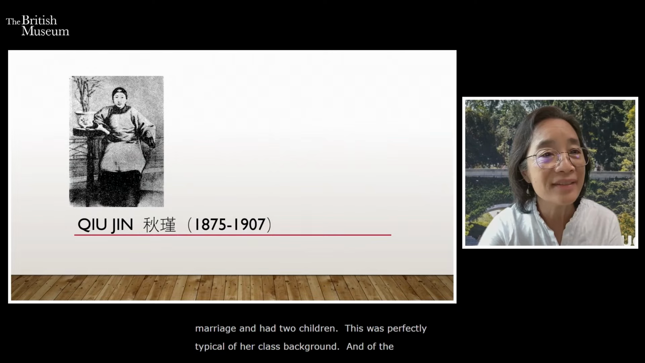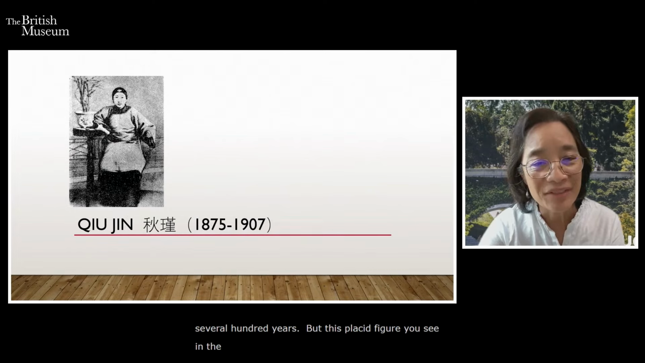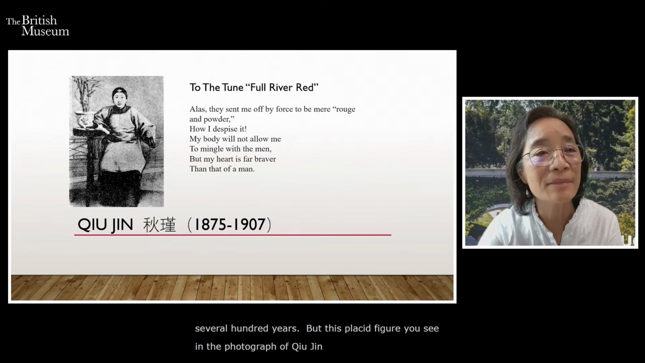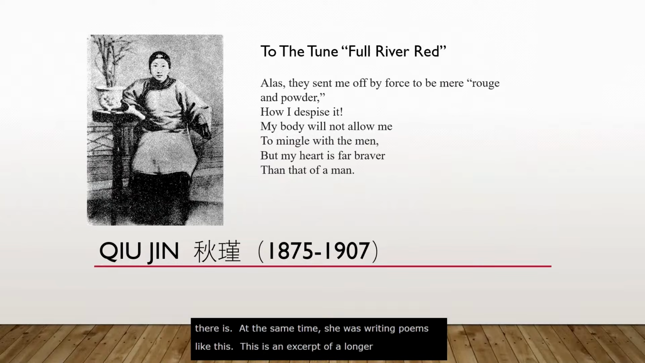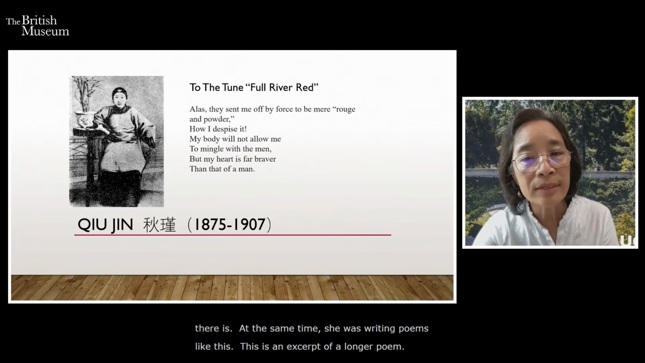But this placid figure you see in the photograph of Qiu Jin was not everything that there is. At the same time, she was writing poems like this. This is an excerpt of a longer poem. "Alas, they send me off by force to be mere rouge and powder," meaning to be a woman. "How I despise it. My body will not allow me to mingle with the man, but my heart is far braver than that of a man." She clearly wanted her life to play out on a larger stage than the domestic sphere.